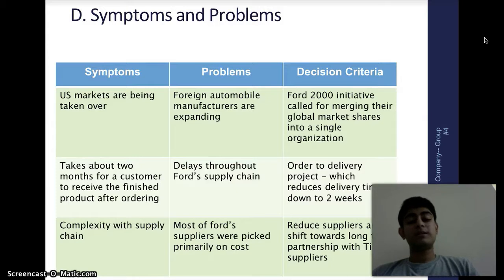And by reducing the number of suppliers and shifting towards a long-term partnership with tier one suppliers, it would help Ford a lot in maintaining the stability, improving the customer satisfaction, and taking over the market share from the competitors again. So that was symptoms and problems.